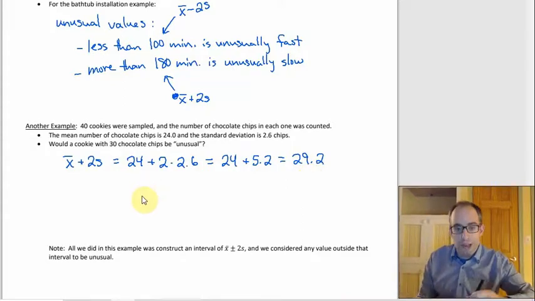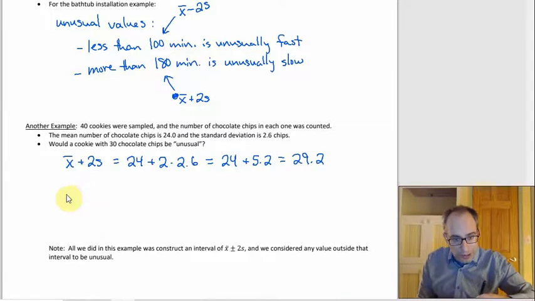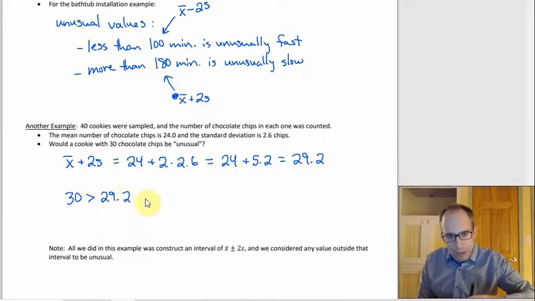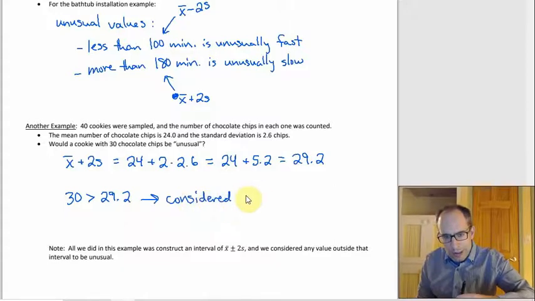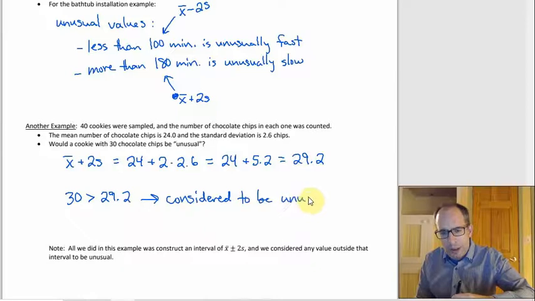And 30 is bigger than 29.2, right? So 30 is greater than 29.2, which means it is considered to be unusually high.